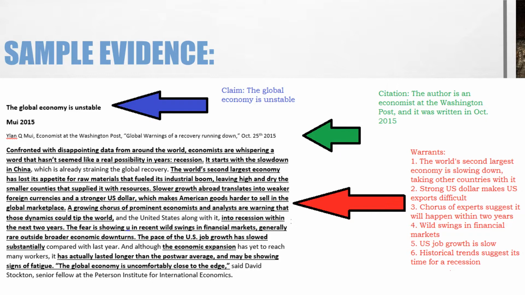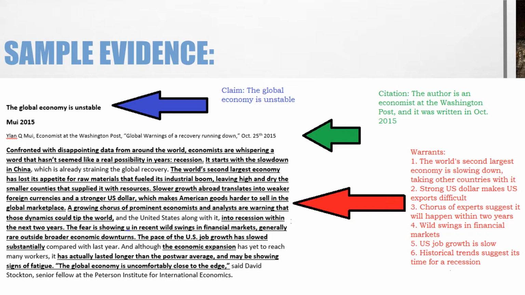Here is a sample piece of evidence. At the top, there is a claim. The global economy is unstable. Second, there is a citation, MUI 2015. That's all you would have to read during a debate round, but having the complete academic citation as a reference point if your evidence is challenged is also necessary. Lastly, there's a block of text. This is the article that the debater wants to quote. They have underlined and bolded key parts that they think offer supporting evidence for the initial claim.